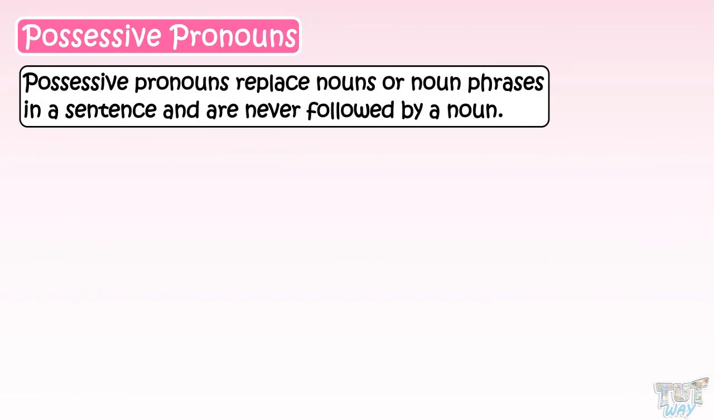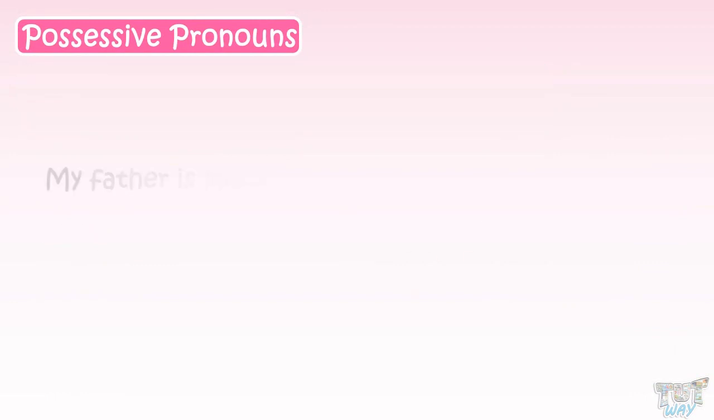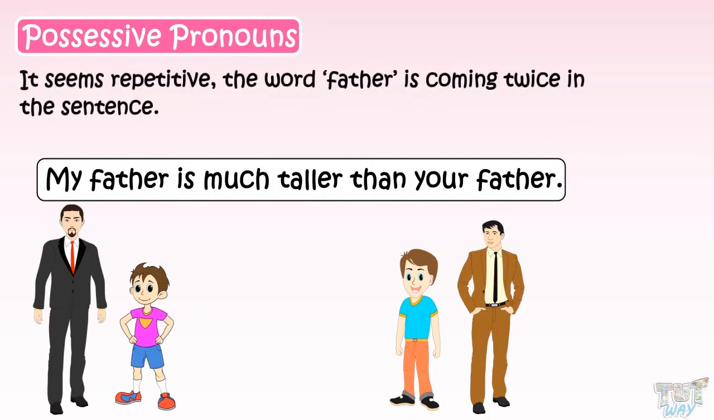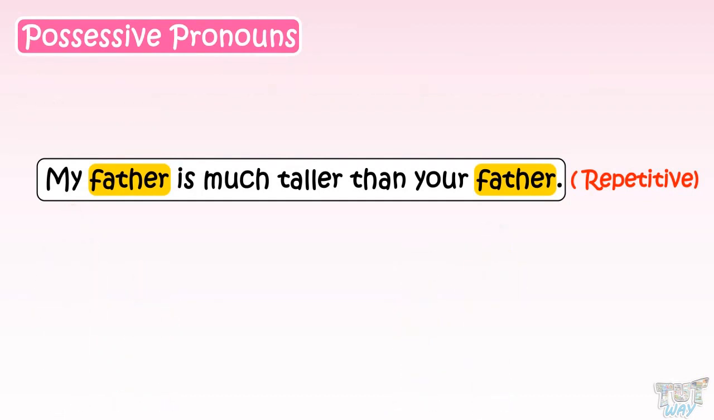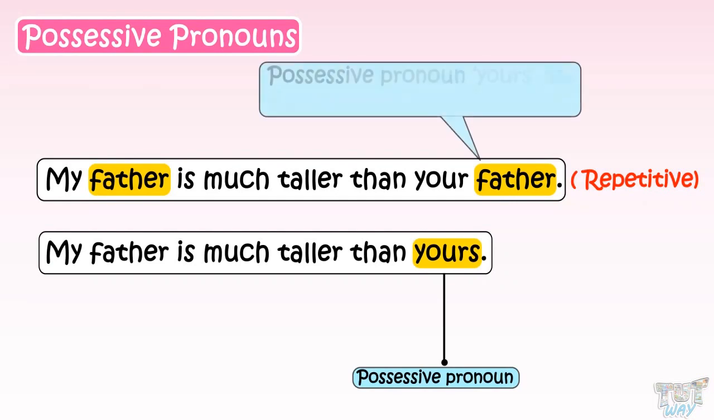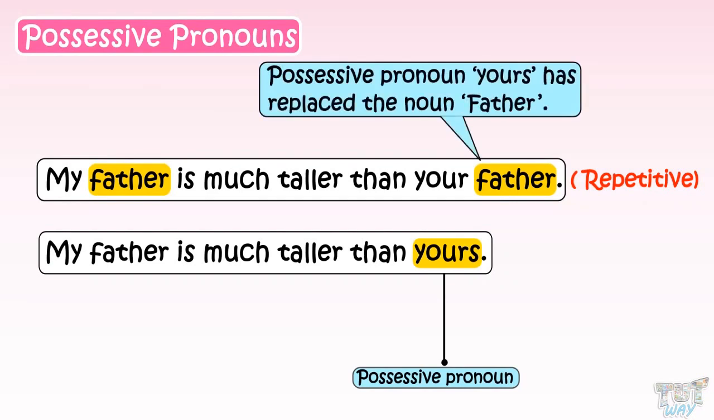Let's have a look at more examples. My father is much taller than your father. It seems repetitive. The word father is coming twice in the sentence. Here we can use a possessive pronoun to replace the noun in the sentence. My father is much taller than yours. Here we have used the possessive pronoun yours, which has replaced the noun very well, and it's not followed by any other noun.